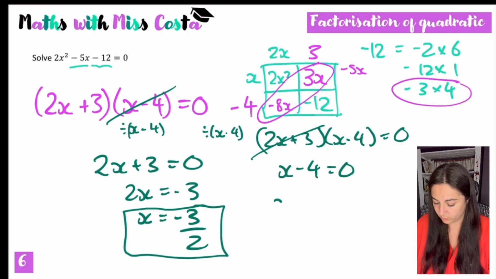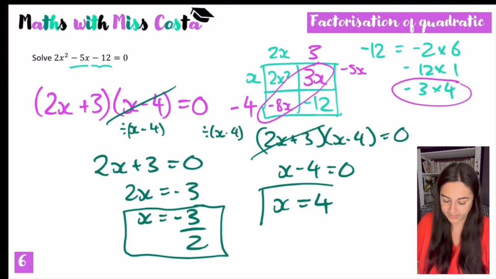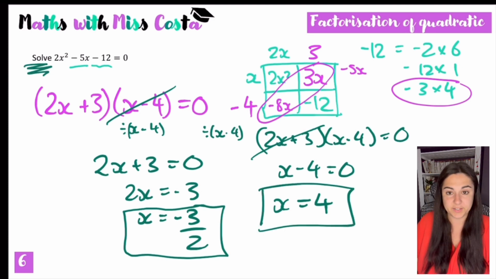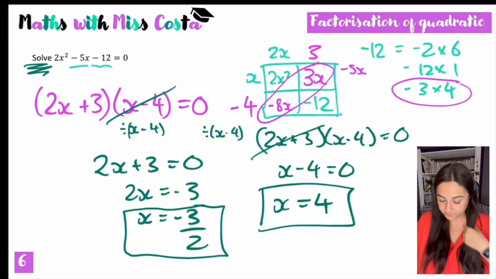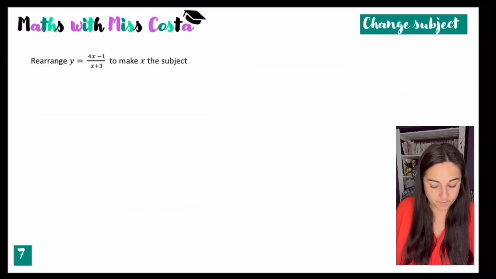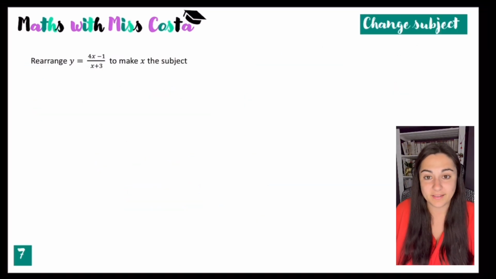Therefore, x equals 4. Okay, so when you are solving a quadratic, first thing you do is factorise it, make it equal to 0, and then divide each bracket one by one. 0 divided by anything is 0, and that's why you can solve your equations. Slightly trickier one, but doing the same things nonetheless.